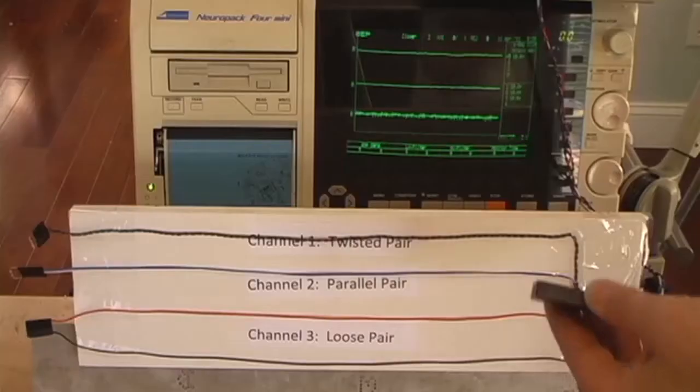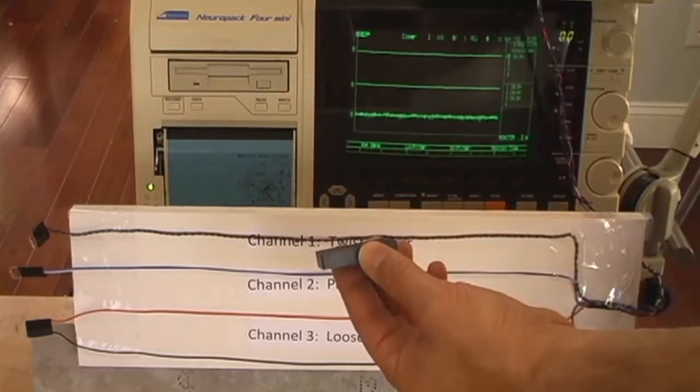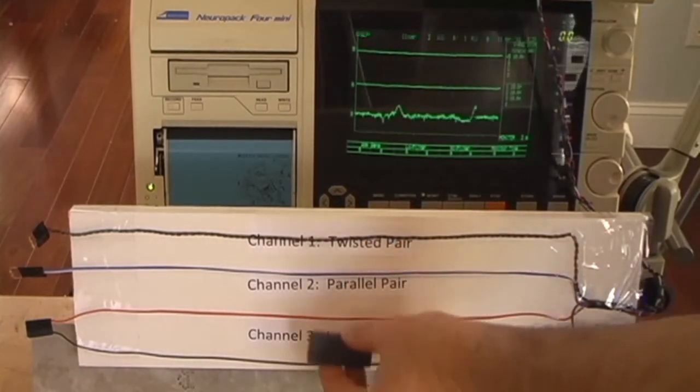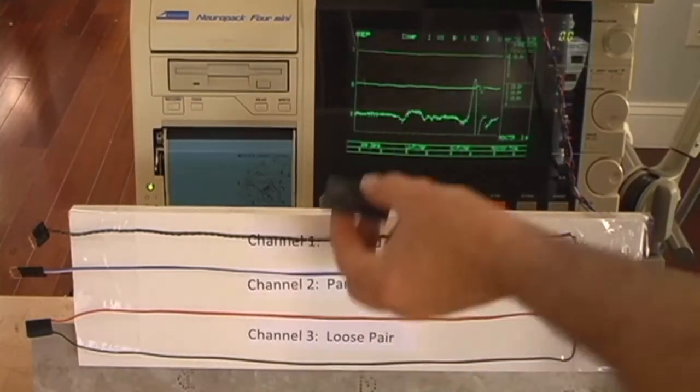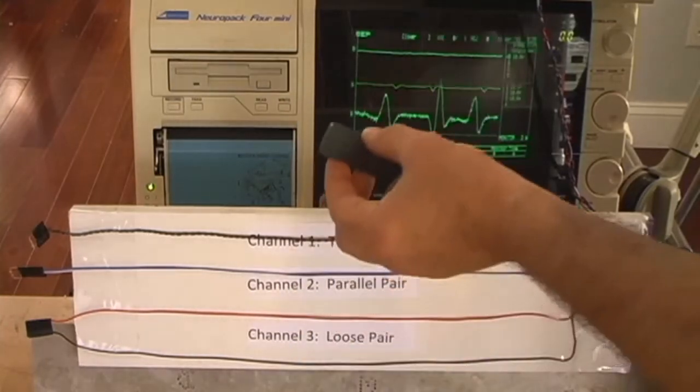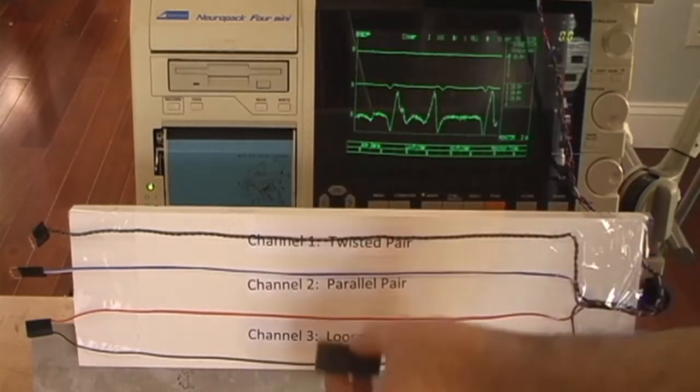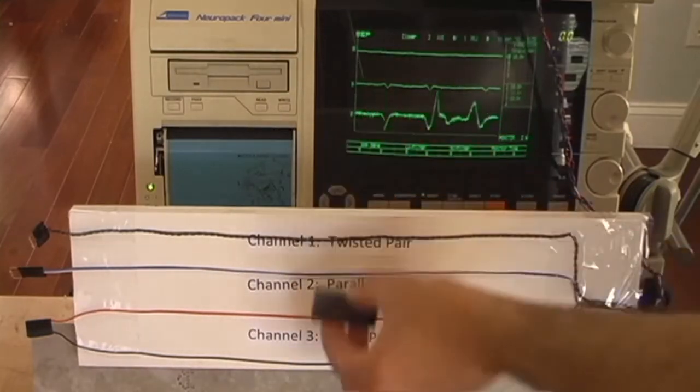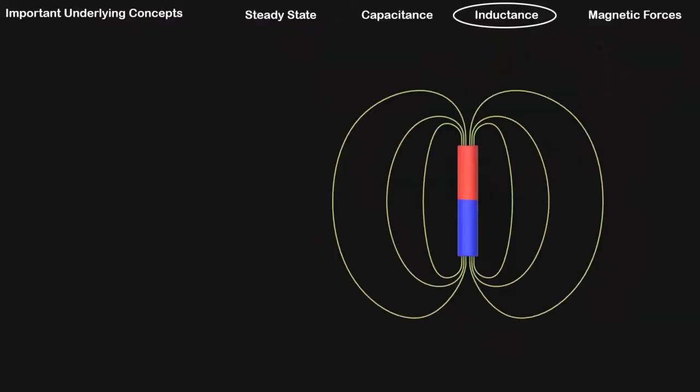Next, inductance. When I move this magnet near our recording wires, we see that a current is generated in the wires that establishes a voltage on our amplifiers. This happens because of Michael Faraday's wonderful law of electromagnetic induction. Now, let's look at this magnet. It has an associated magnetic field with magnetic flux lines, a few of which are shown here.